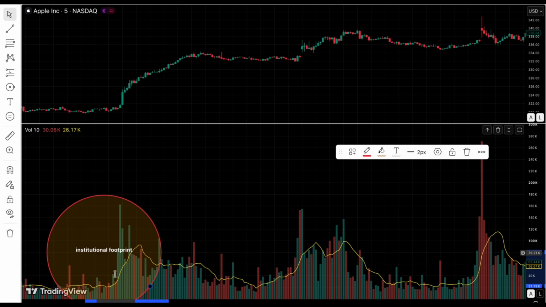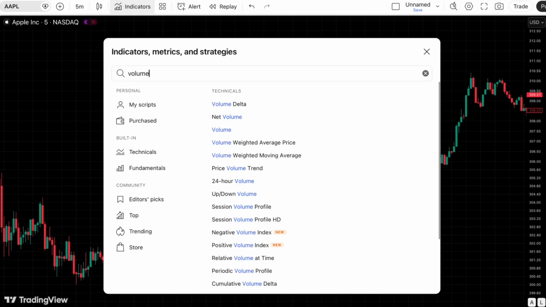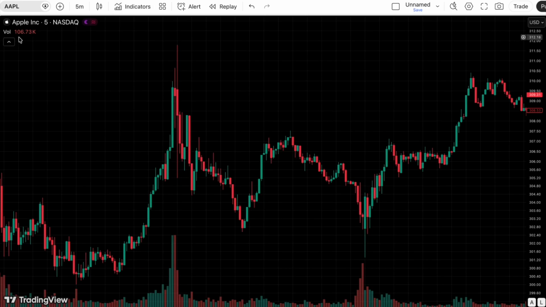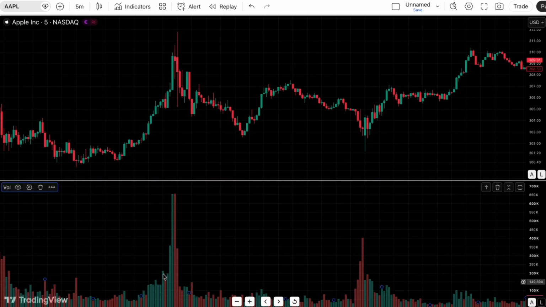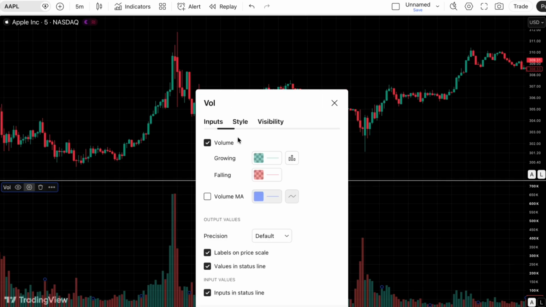To track them, we need to configure our volume panel properly. Go into your indicator settings, click on your standard volume tool, and toggle on the volume moving average. Change the default length from 20 down to 10. Why 10? Because the morning open moves at lightning speed. A 20-period average lags too much. A 10-period moving average gives us a hyper-reactive baseline of what normal volume looks like in the first 15 minutes of the trading day.